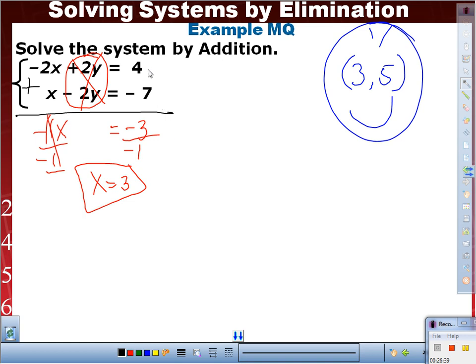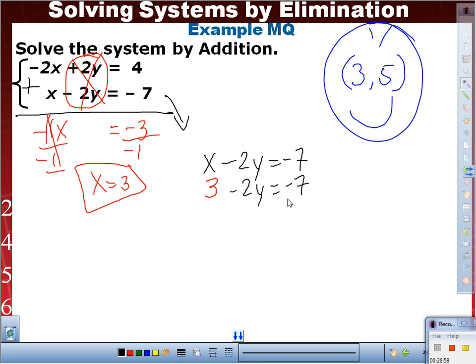From there, which equation did you guys use? The top one or the bottom one? Top one? Does it matter? No, I'm going to use the bottom one. X minus 2y equals negative 7. But instead of x, I'm going to write in there what? 3. Bring everything else down.